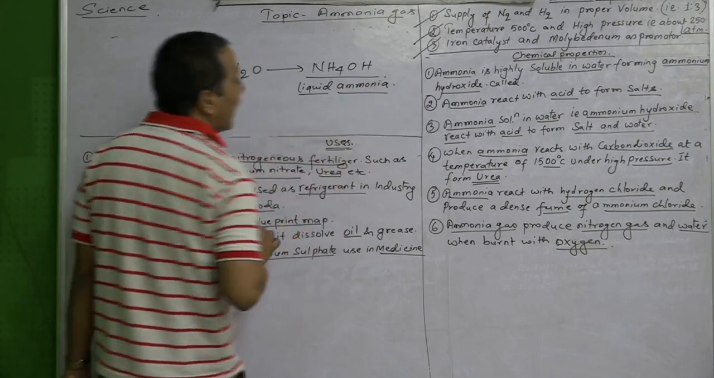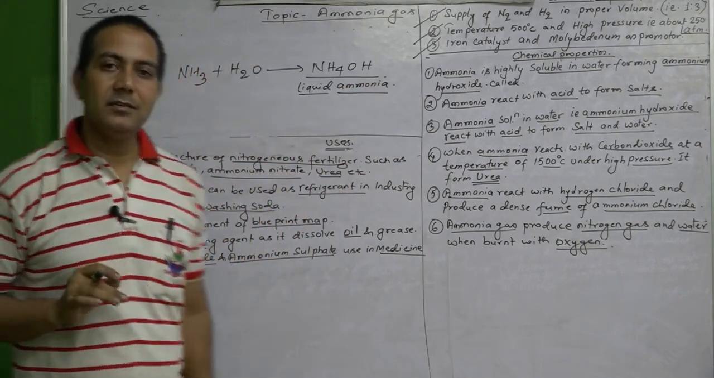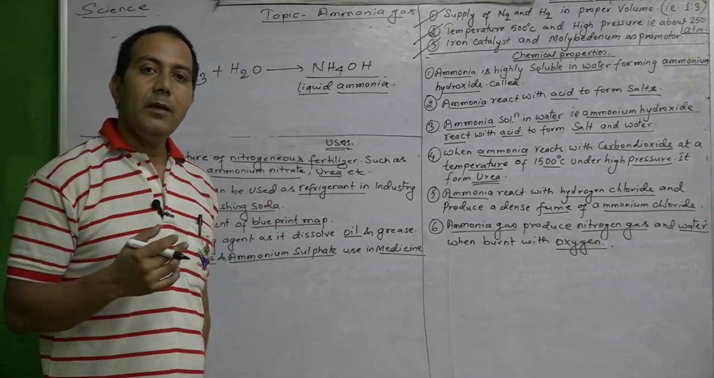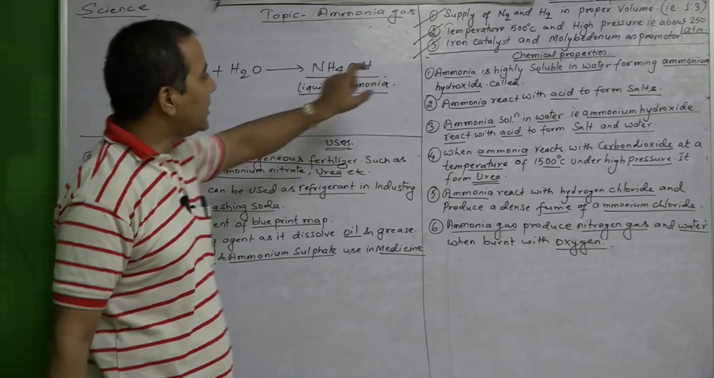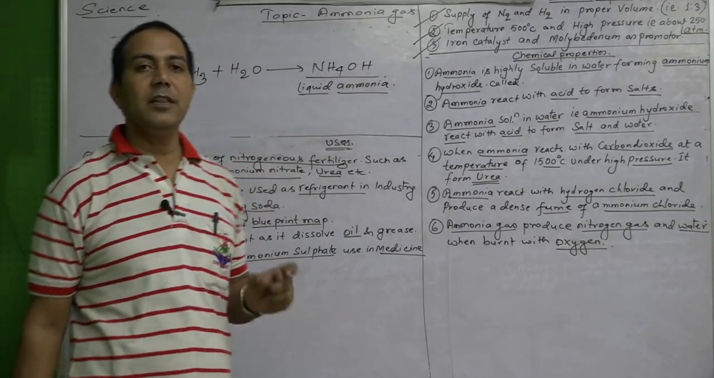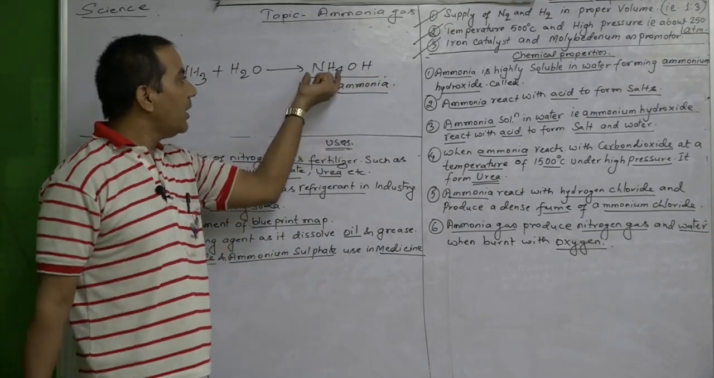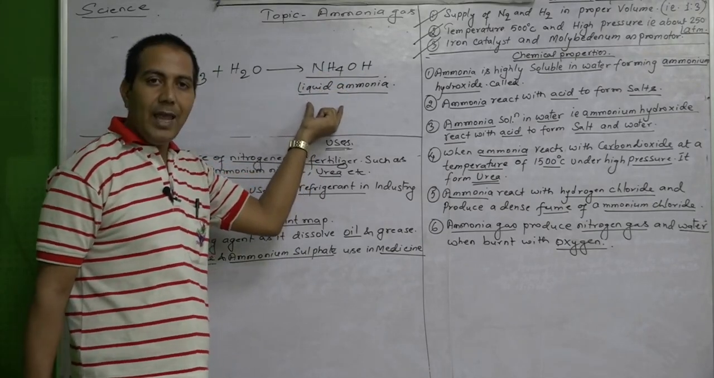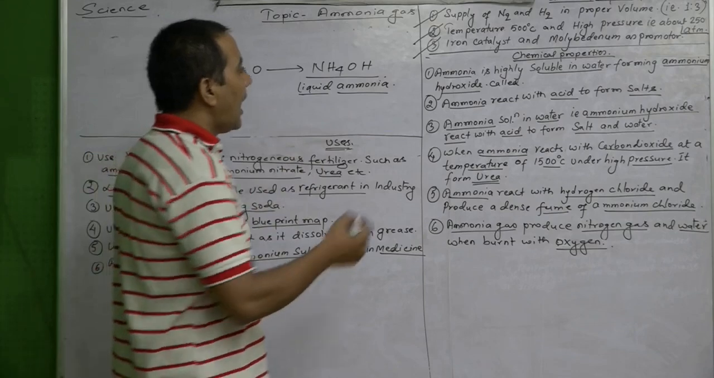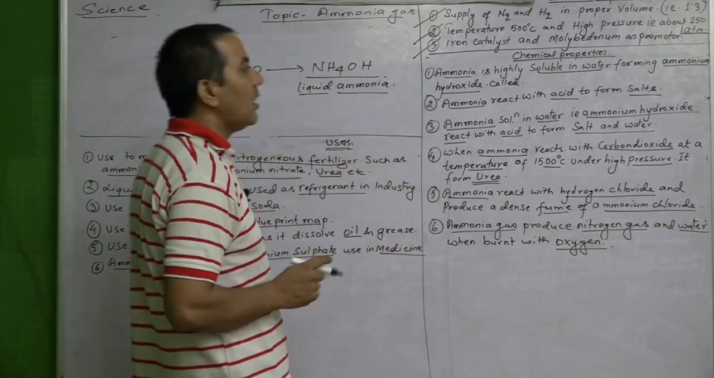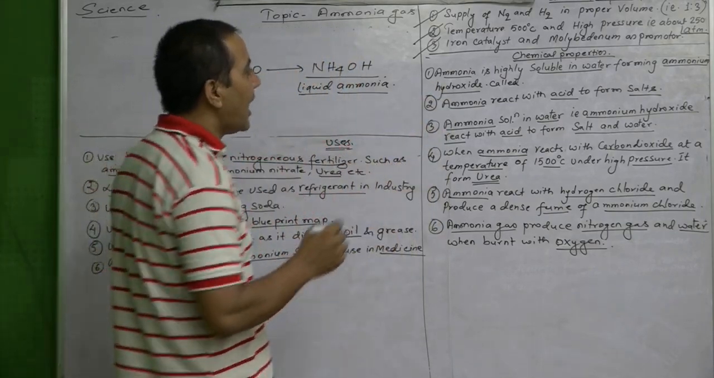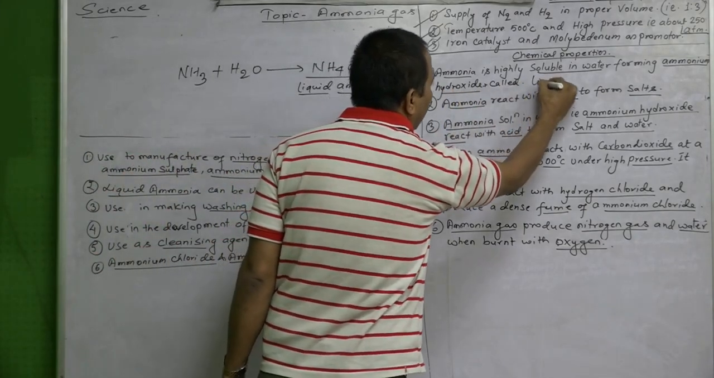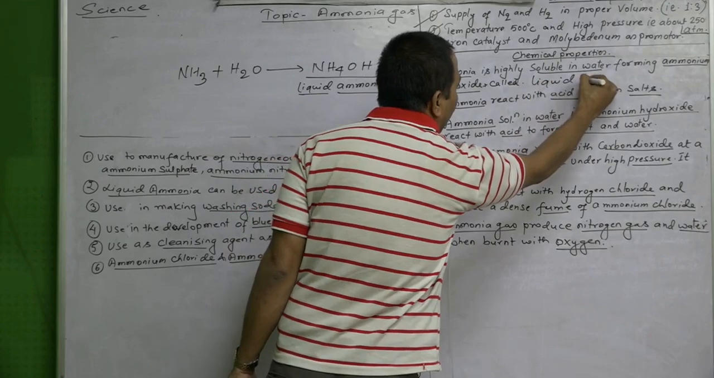Okay, ammonium hydroxide is generally called liquid ammonia. Why? Because the ammonia which is being stored in the liquid form is in the form of ammonium hydroxide. That's why it is called liquid ammonia. We remember that ammonia is highly soluble in water, forming ammonium hydroxide, and it is called what? That is liquid ammonia.